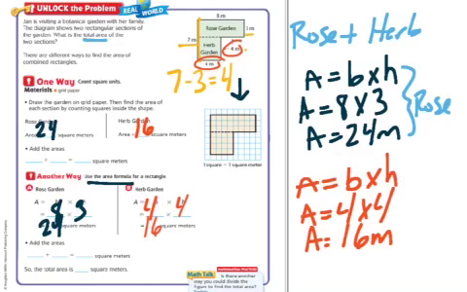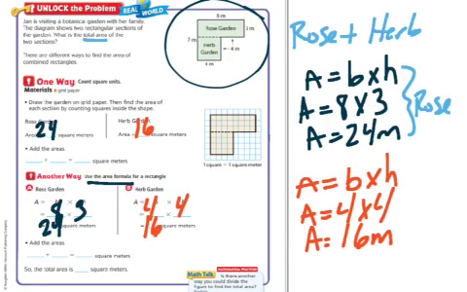Our last step, since we're looking for the area of our total garden, so this whole area in here, not just the rose or the herb, we have to add them together. So 24 plus 16.